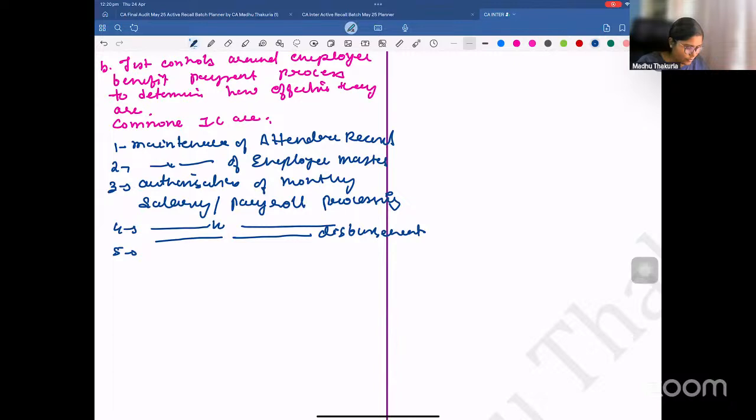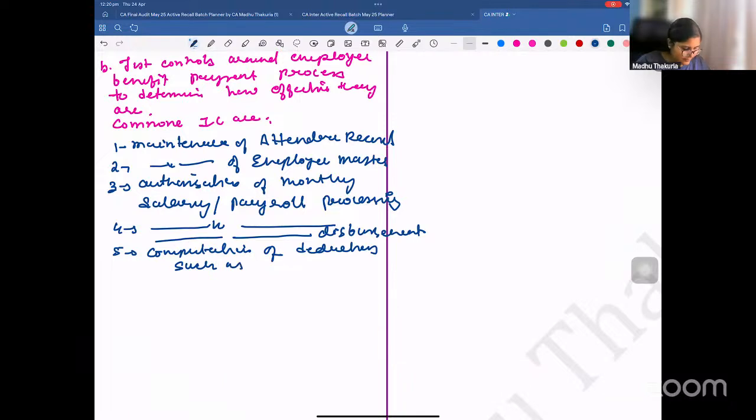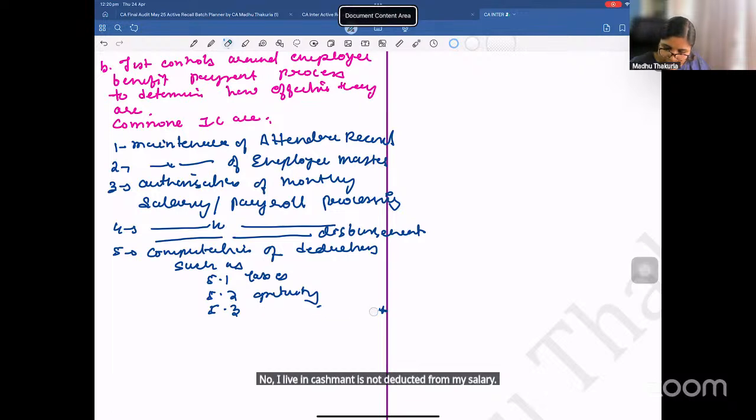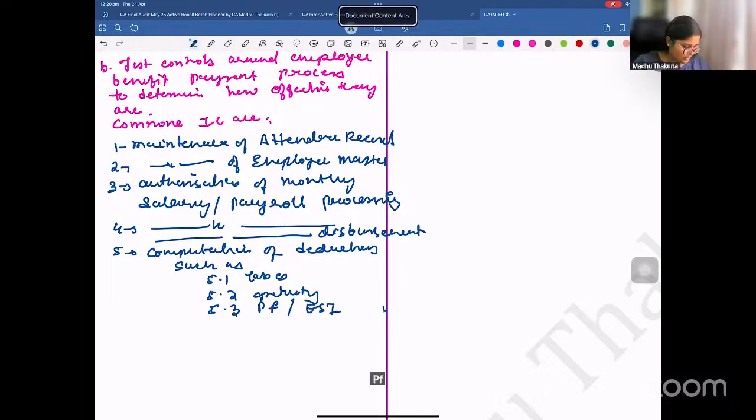Then fifth, you have to understand the computation of deductions, such as taxes, income taxes, gratuity, leave encashment. No, yeah, leave encashment is not deducted from my salary. PF, ESI. PF, ESI deduction. Yes.